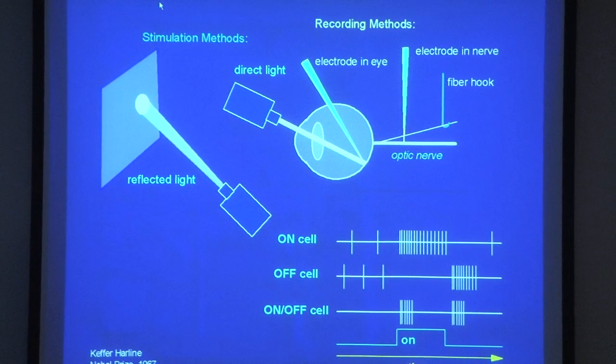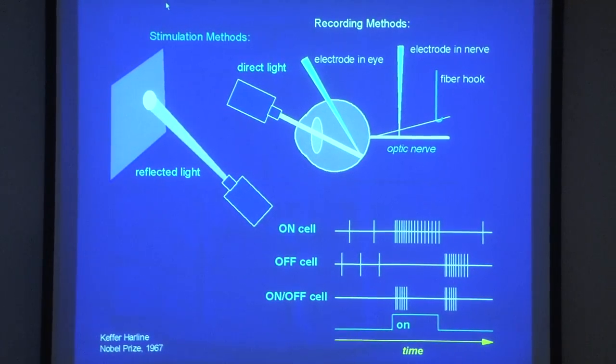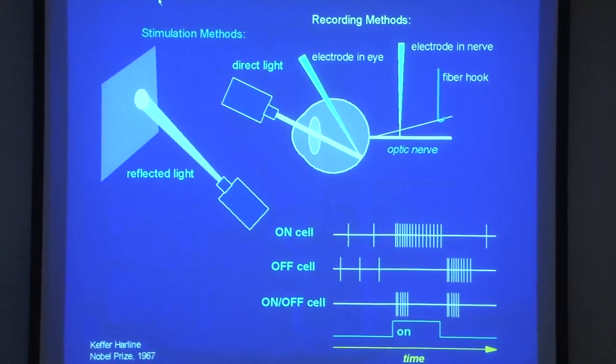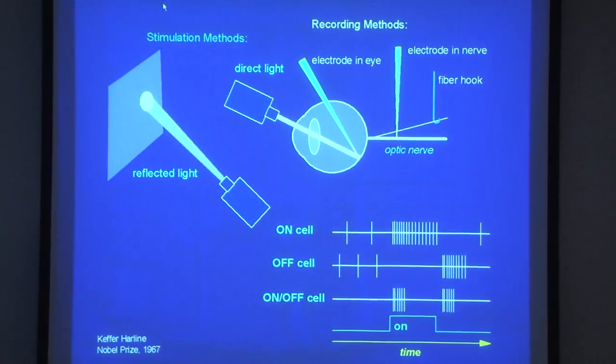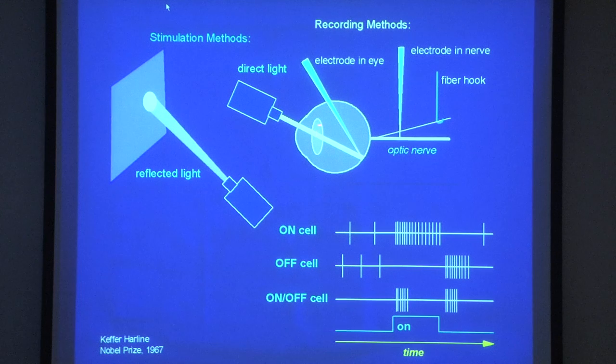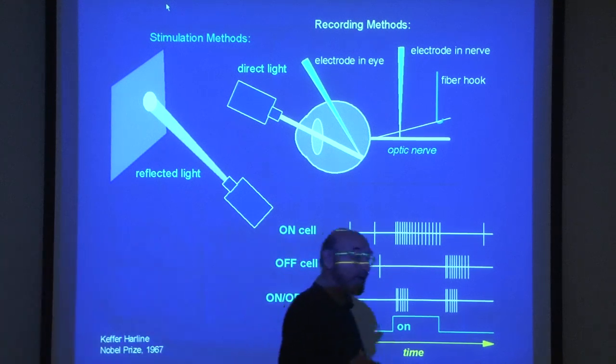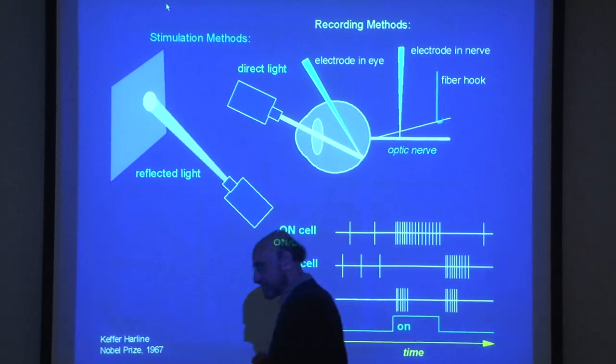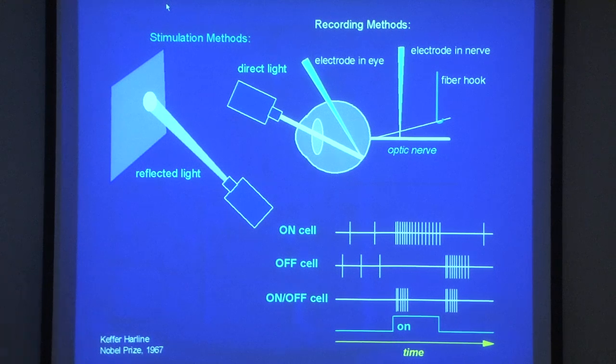Now, the on cells were those which, when you shone light into their so-called receptive field area, would discharge vigorously. You turn the light on here, okay, and you can see the on cell fires. An off cell, on the other hand, fired when you turned off the light using this particular method. And on-off cells were those which fired both to the onset and the termination of the light. And that's why they were called, and are still called to this day, on and off cells. So that was an incredible discovery and has created a major evolution in the study of the visual system.